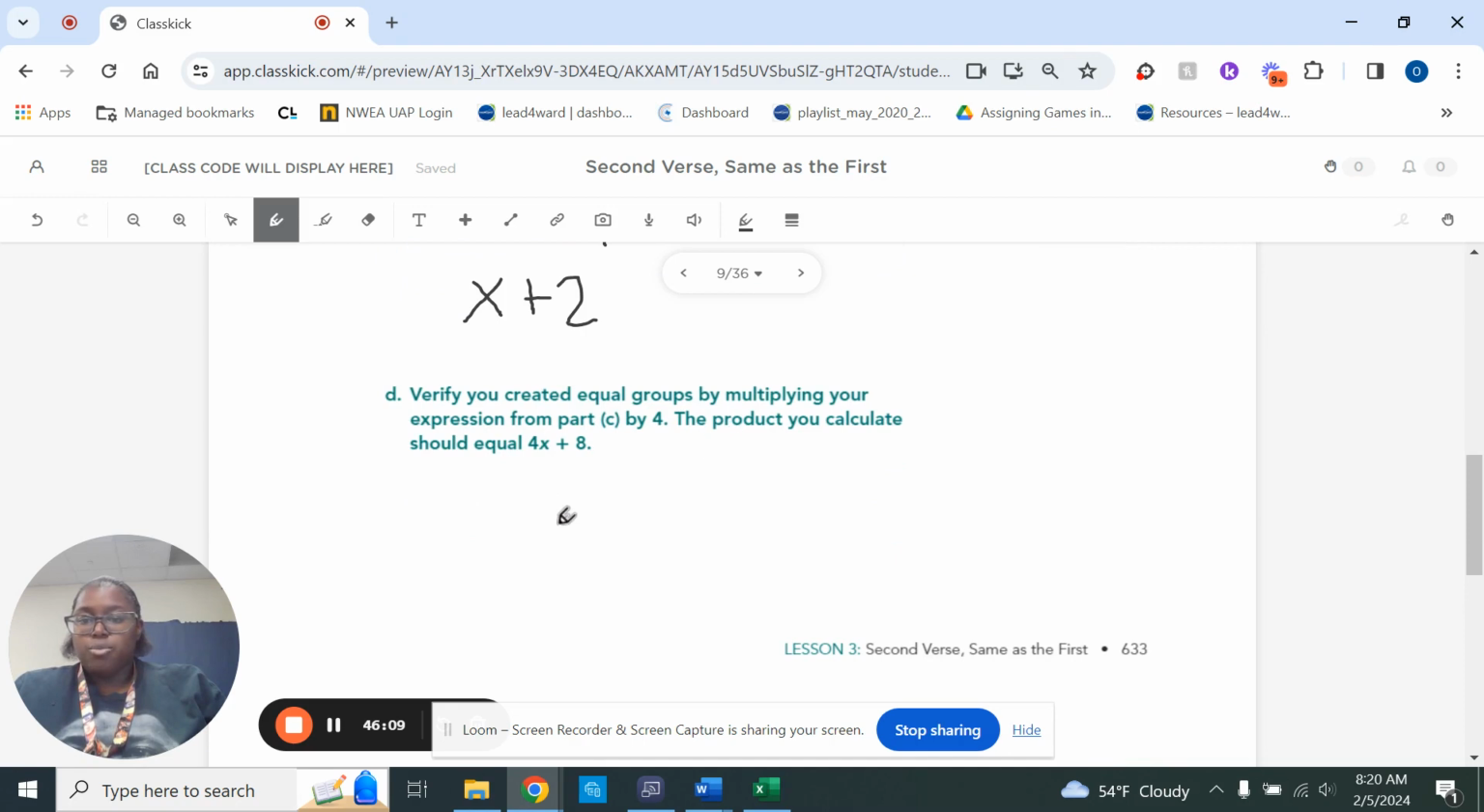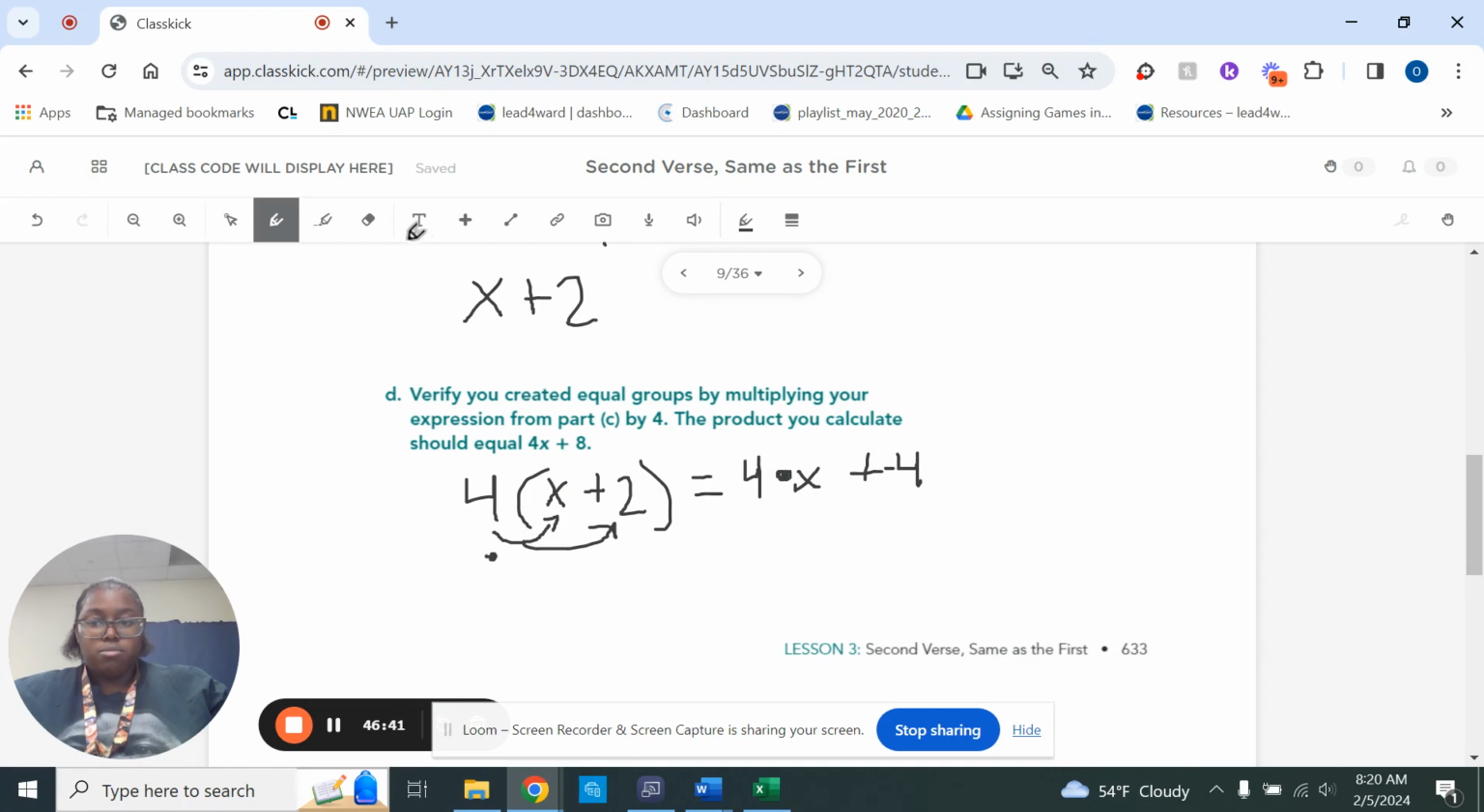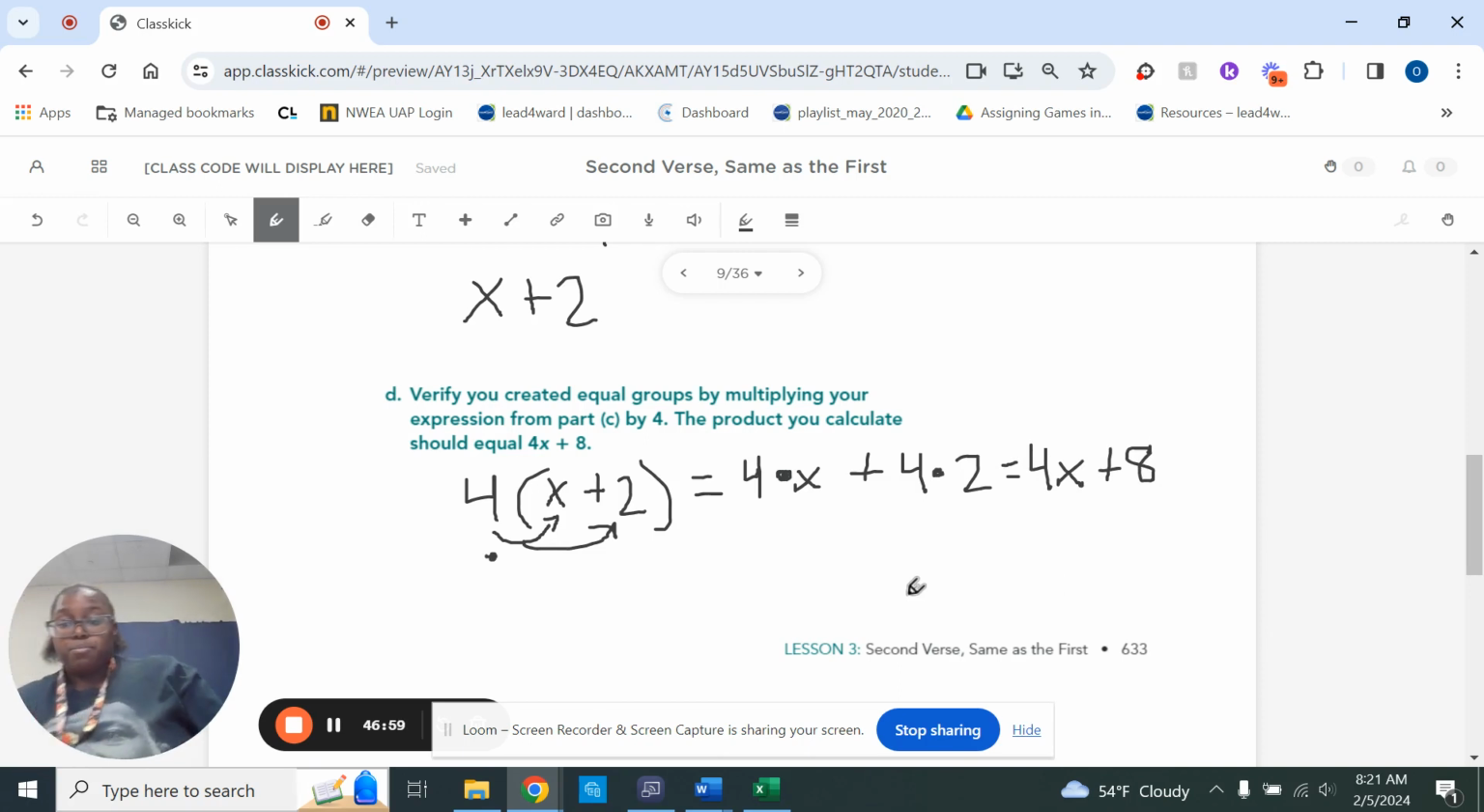Now it says to verify that this is correct, we're going to multiply. So remember, we divided up top. To check our answers, we're going to multiply this by 4. So if I distribute, remember distribute means to give through multiplication, we have 4 times x plus 4 times 2, which gives us 4x plus 8. So this was distributed correctly.